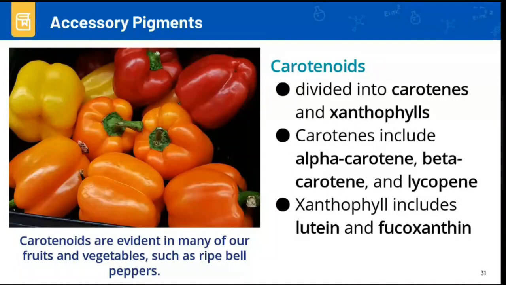So, fucoxanthin naman. On the other hand, it is the pigment that gives brown algae their characteristic color. So, sa brown algae naman, meron tong fucoxanthin na to.